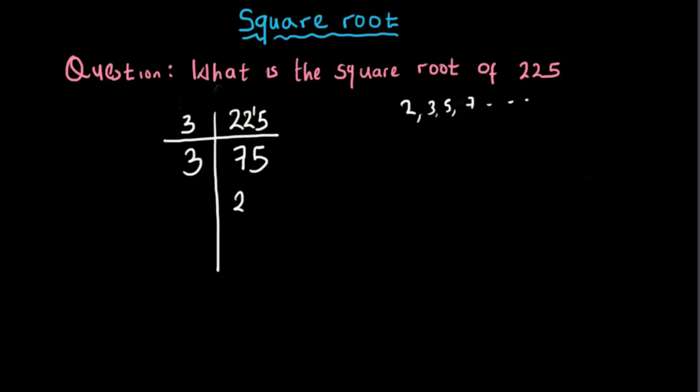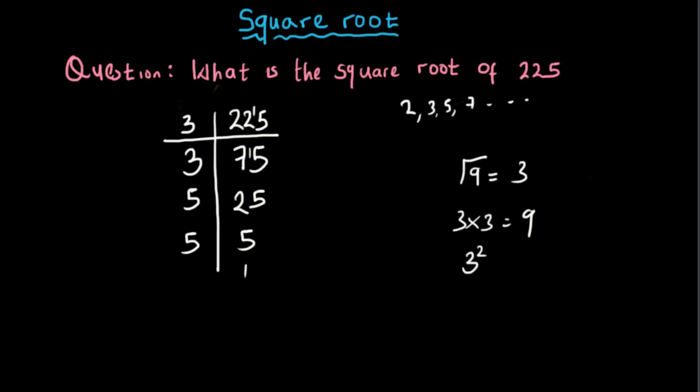3 in 7 is 2, remainder 1. 3 in 15 is 5. Now 3 cannot go in 25, so we try 5. 5 in 25 is 5. Then we have 5. 5 in 5 is 1. Do you understand? Now because we are looking for square roots, remember square root of 9 equals 3. Because 3 times 3 is 9. And remember, another way to write 3 times 3 is 3 squared.